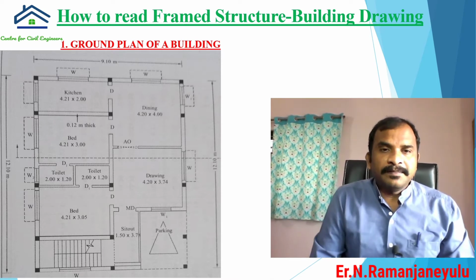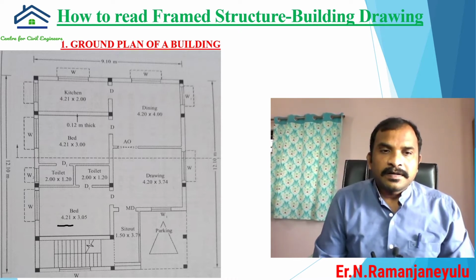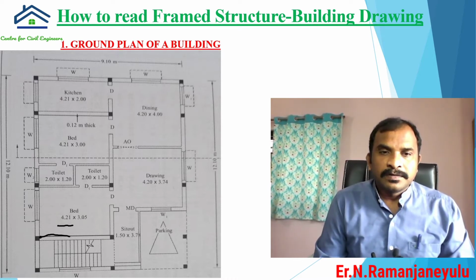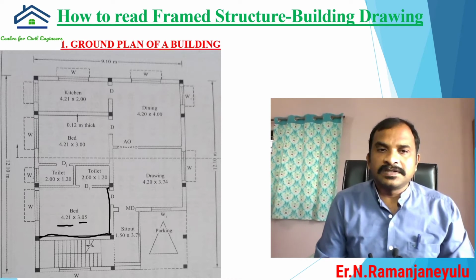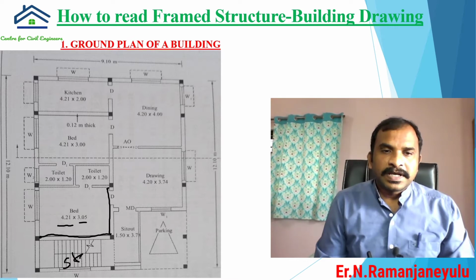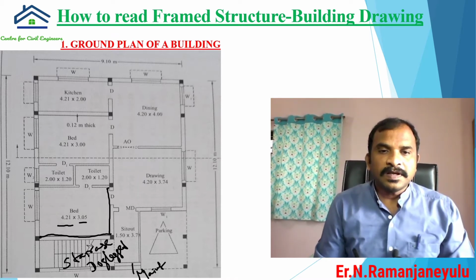Here you can see the plan. The first dimension indicates the measurement from this corner to this corner, and the second dimension indicates from this corner to this corner. That is the meaning of this room size. And here you can see the staircase position and location, and this staircase is a dog leg staircase. This is a dog leg staircase. Here we have steps for the main entrance.